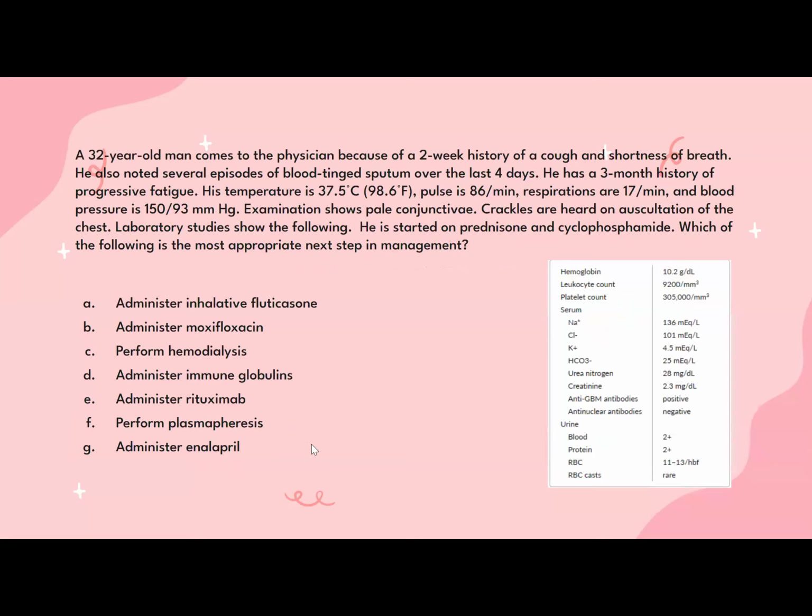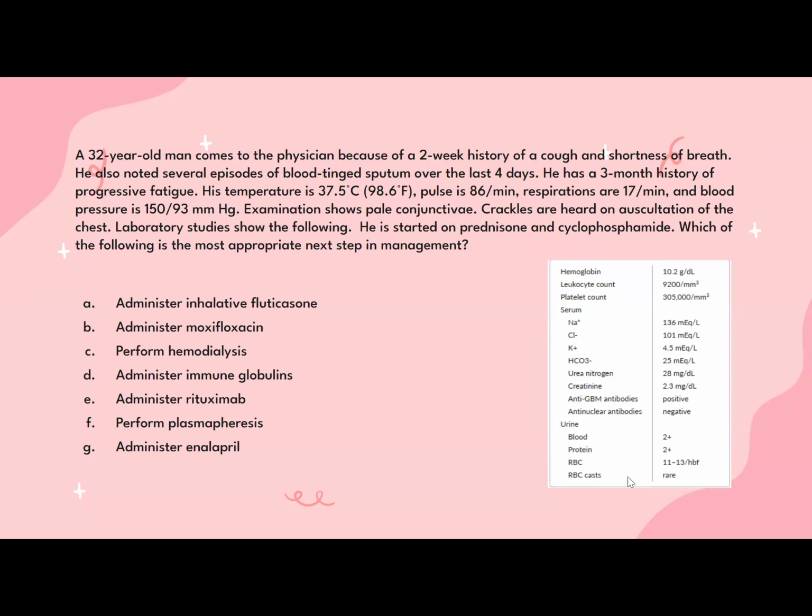For this patient now, 2-week history of cough, shortness of breath, several episodes of blood-tinged sputum. Now, what's the first thought that we're thinking of here? I know you know it. Okay. He has a 3-month history of progressive fatigue. His temperature is okay. Pulse is fine. Respirations are fine. Blood pressure is elevated. It's super high. Pale conjunctiva, crackles heard on auscultation. He was started on prednisone and cyclophosphamide. Which of the following is the most appropriate next step?